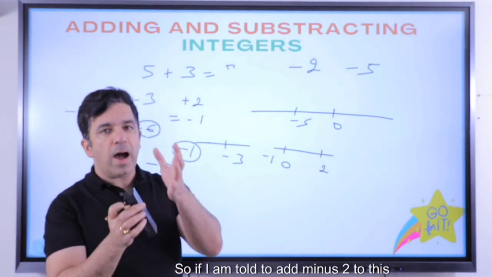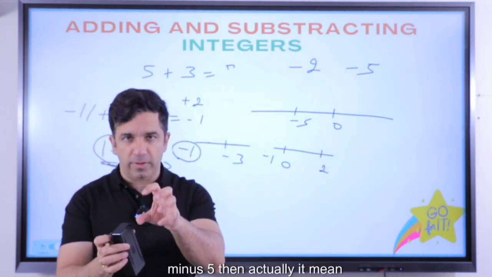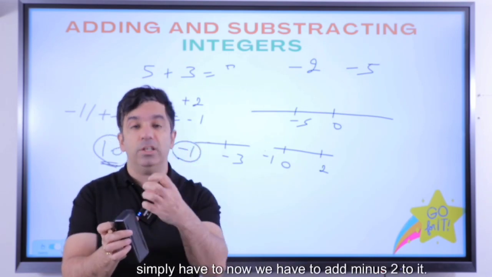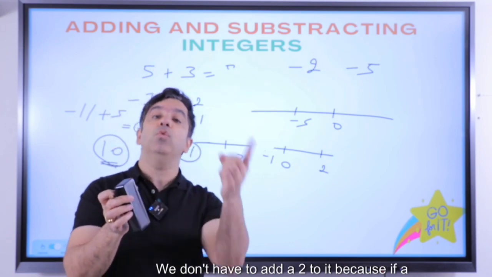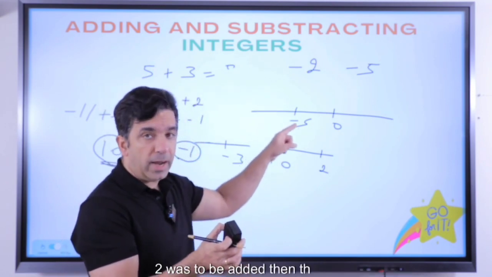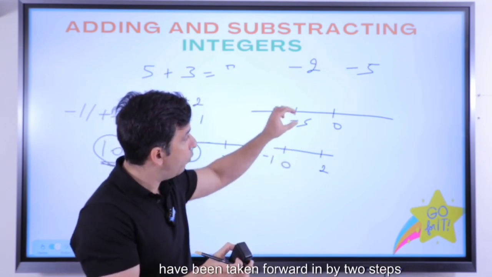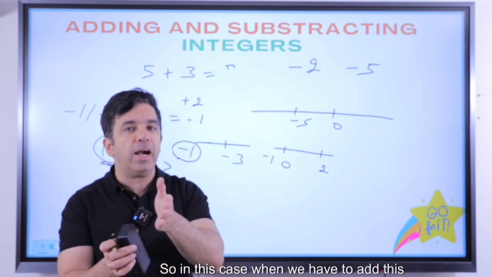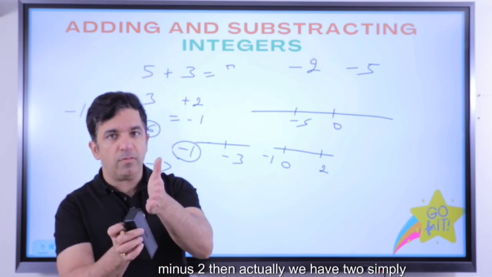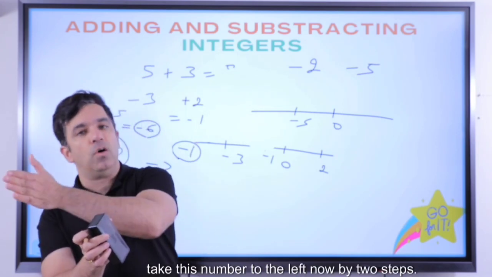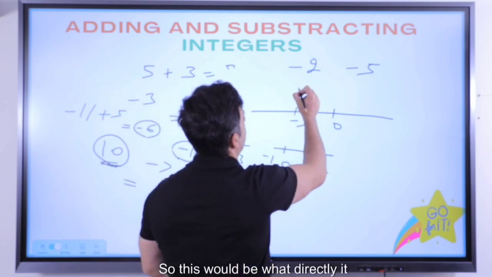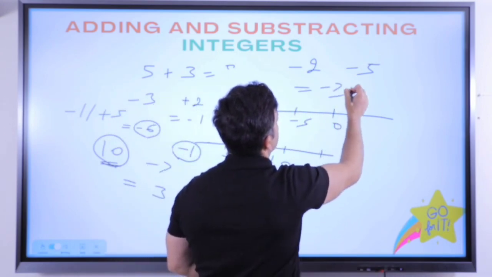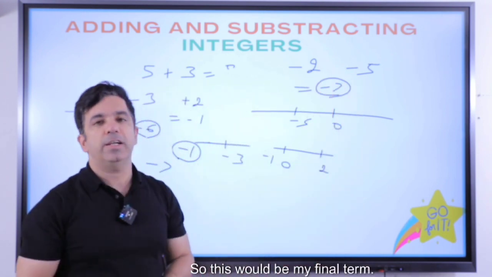So if I am told to add -2 to this -5, then we have to add -2 to it. We don't have to add a 2 to it, because if a 2 was to be added, then this number would have been taken forward by 2 steps. So in this case, when we have to add this -2, then we simply have to take this number to the left by 2 steps. So what would this be directly? It would be -5, -6 and then -7. So this would be my final term.